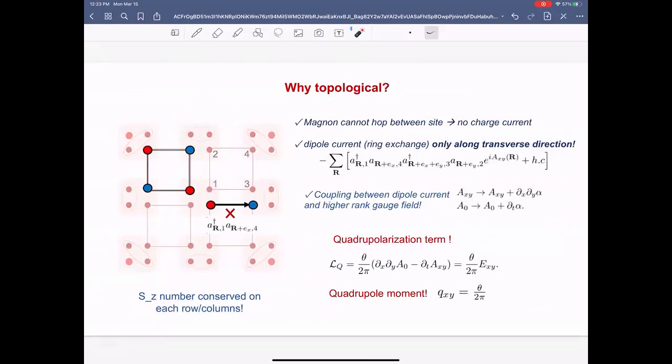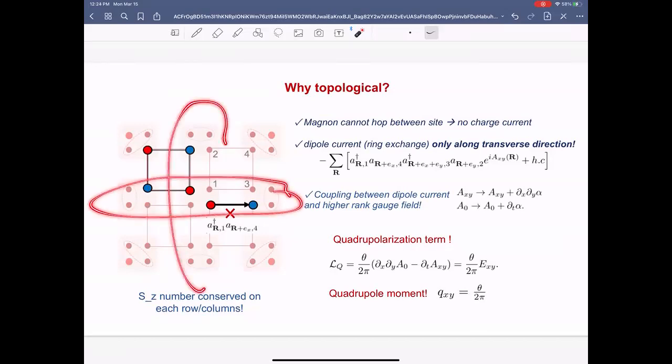So now let's gauge the subsystem U1 symmetry. This subsystem U1 symmetry is a bit tricky and different from the usual U1 symmetry. For the usual system with the U1 symmetry, once we gauge it, we just couple it with the usual U1 electromagnetic field. However, in this system, the charge is conserved on any row and any column.